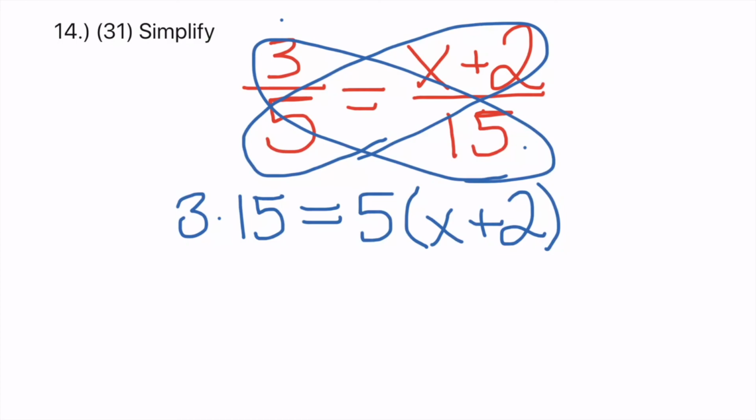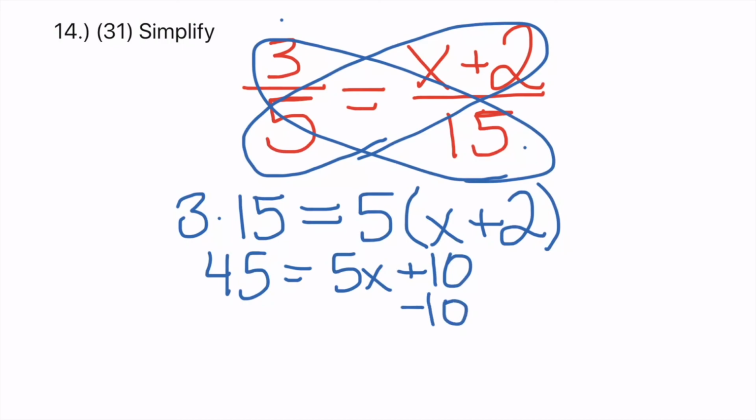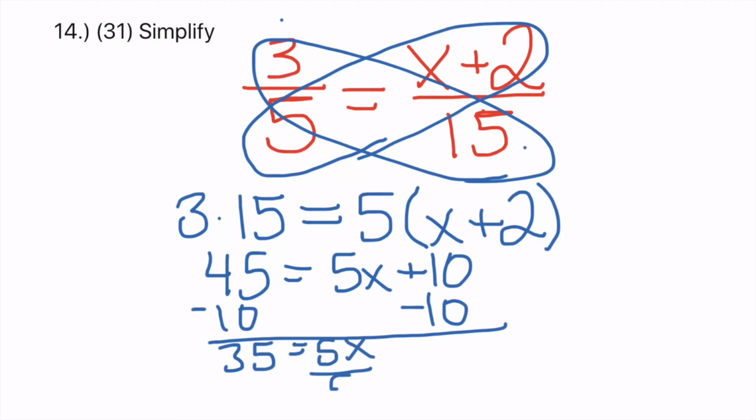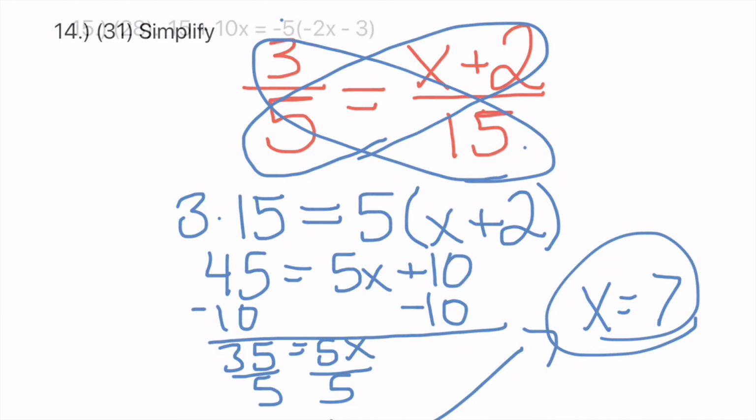Now we just simplify and solve for x. So this is 45. And now notice we have to distribute 5x plus 10. And now we're trying to solve for x. So I need to get rid of this 10. I'm going to start there. 35 equals 5x. Divide both sides by 5. So we get x equals 7.